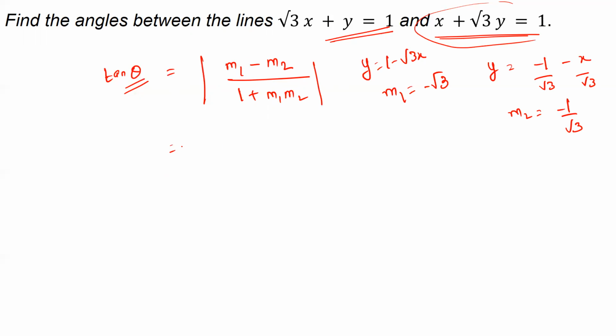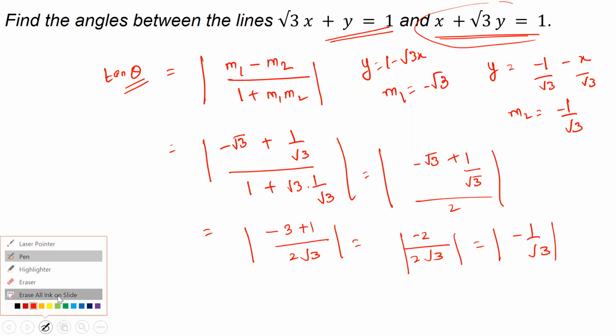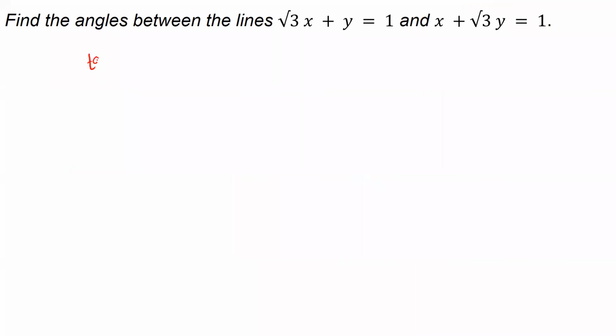So let me quickly do it for you. I'll just pause the video and show you the answers, but you should try it on your own. All right. So you see that on simplification you get mod minus 1 by root 3. So what we are getting is that tan theta is equal to mod minus 1 by root 3. Now what this mod does is that it transforms everything into something positive. So even if we are having negative inside the modulus, the output will be 1 by root 3.